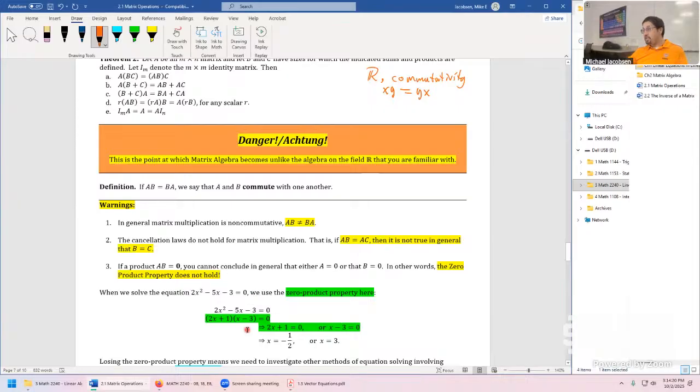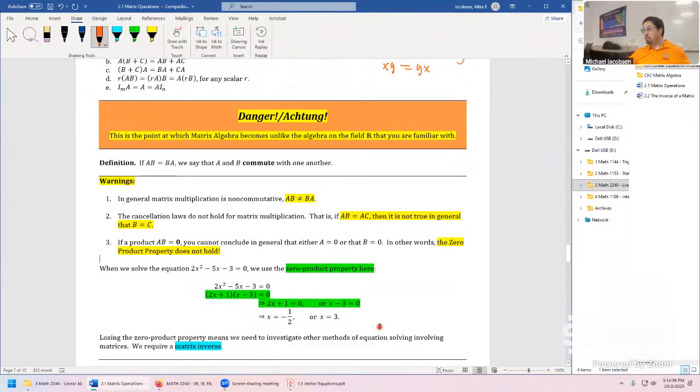We would factor the equation and say with one thing times another thing equals 0, then either the first factor was 0 or the second factor was 0, and that just gave us immediate solutions. We lose that when it comes to matrix multiplication. So there's lots of things that go wrong, but we can fix a lot of them, in particular solving equations when they come up, by dealing with the matrix inverse. The other sad thing is not all matrices have an inverse, so that's another challenge that we have to get through.